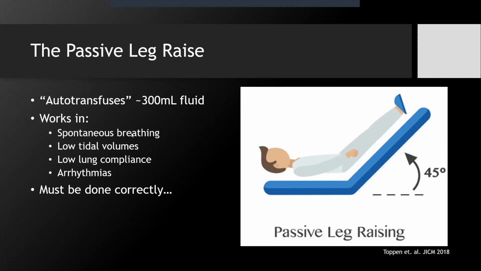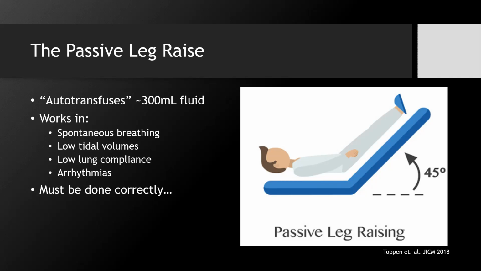And this works in patients who are spontaneously breathing. This works in patients with low tidal volumes and low lung compliance, because it doesn't rely on intrathoracic pressures. It really doesn't matter at that point. It even works for arrhythmias, because you don't need to look at a change beat to beat or breath to breath. You can look at an overall cardiac output, do a passive leg raise, and look at the overall cardiac output again, and the averages can still change, which is different than if you're using any of the mechanical ventilation parameters.